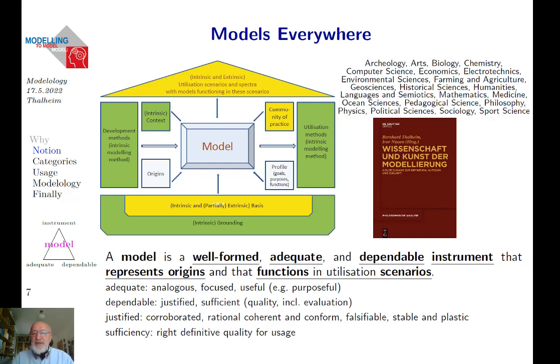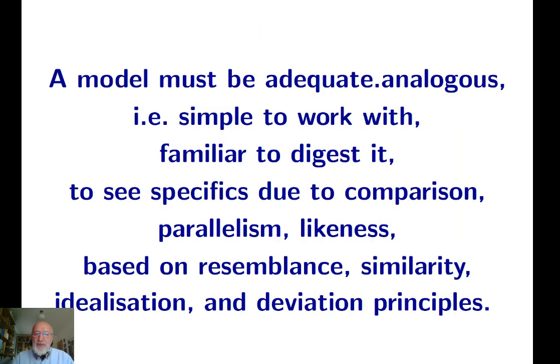That means in this case we now have a model, or something can become a model if we can say it is adequate and dependable, and it is an instrument. I will now try to consider these properties further. Adequate means first of all it should be analogous, so that we can really represent the essential, important things in our origin set in a proper way, and we can somehow use this kind of analogy for reasoning, for using the model in a proper way.